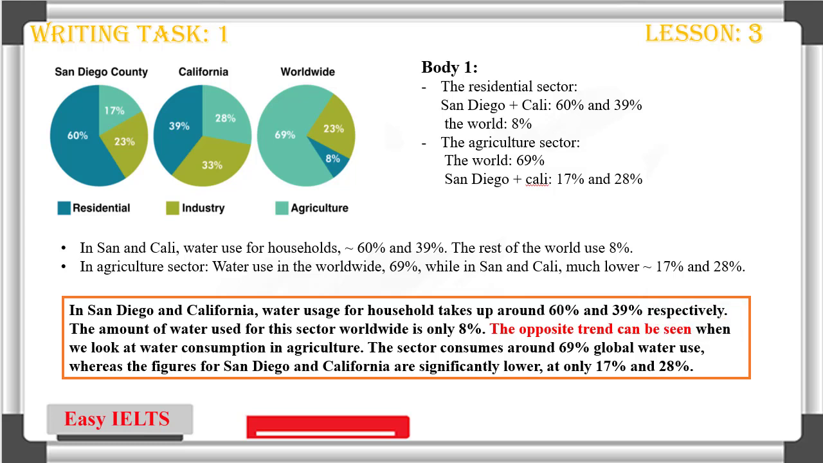To combine the 2 different parts of residential and agricultural sector, I have chosen the phrase "the opposite trend can be seen." I use this phrase specifically here because the water usage for San Diego and California maximizes for the residential sector while minimizes worldwide. Now the exact opposite can be seen for the agricultural sector, which is maximized for worldwide and the lowest for San Diego and California. So there we have it, our first paragraph is done.